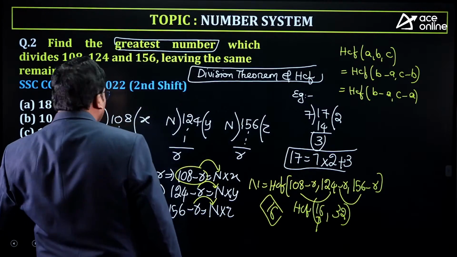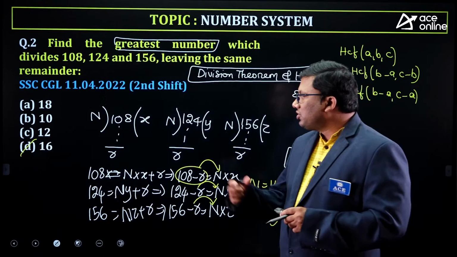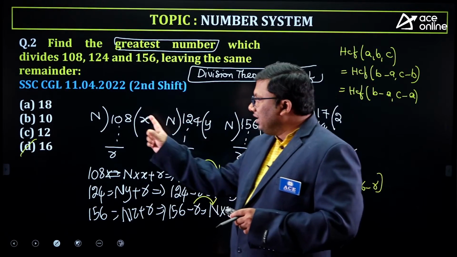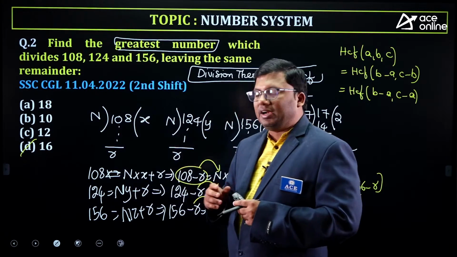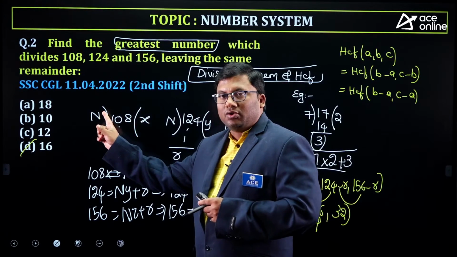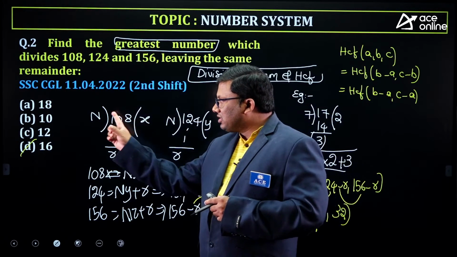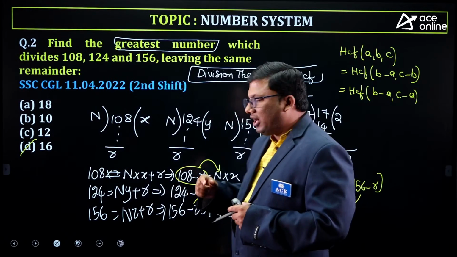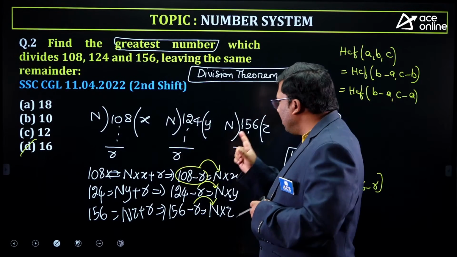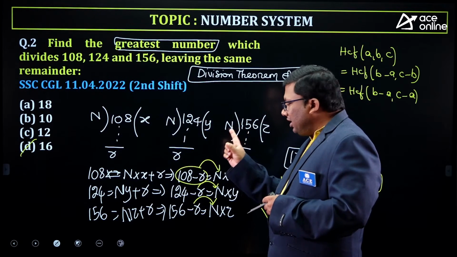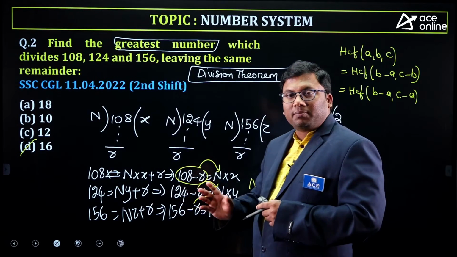This is a purely conceptual question. Whenever you find questions like this, you will use the concept of dividend is equivalent to divisor into quotient plus remainder. So 108 is n into x plus r, 124 is n into y plus r, 156 is n into z plus r. N should be a factor of these three numbers.